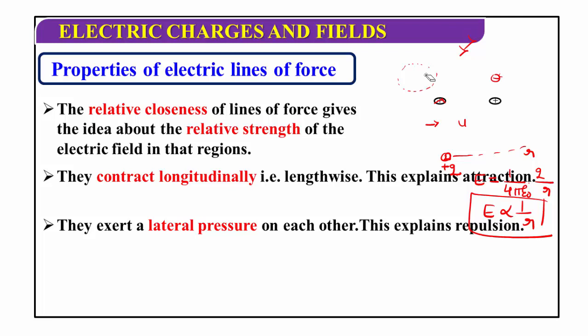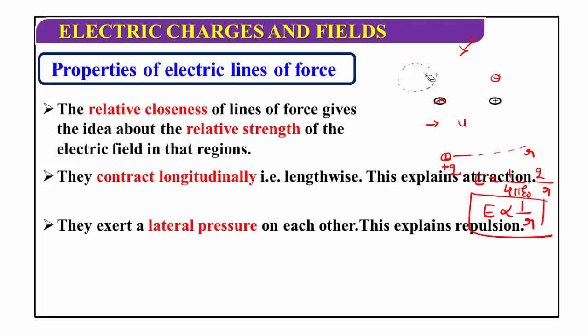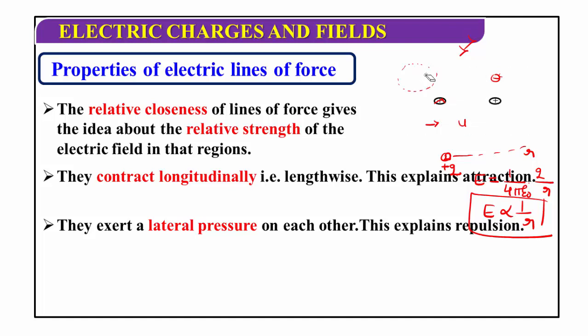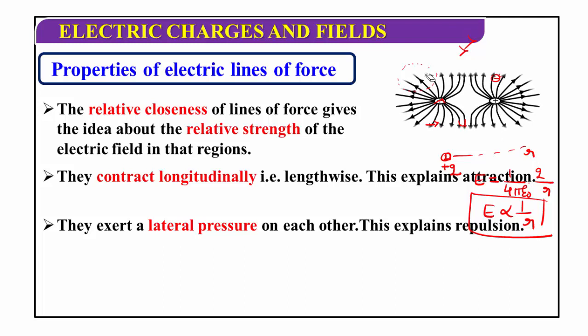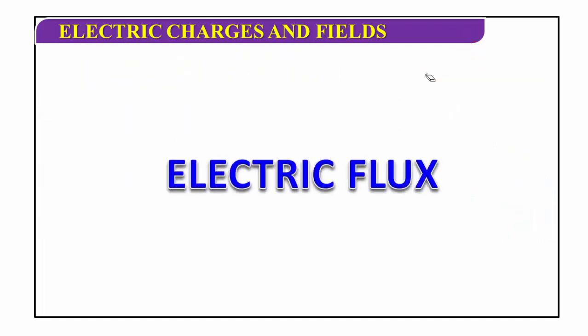The electric field lines due to the same kind of charges contract longitudinally. That is attraction. They exert a lateral pressure on each other. When they exert a lateral pressure on each other, this explains the repulsion, how the electric field lines repel each other. This diagram explains that they exert a lateral pressure on each other. These are the simple properties of electric field lines of force.